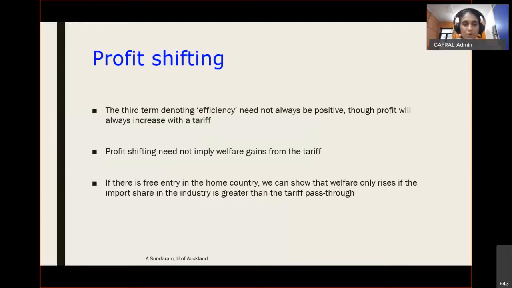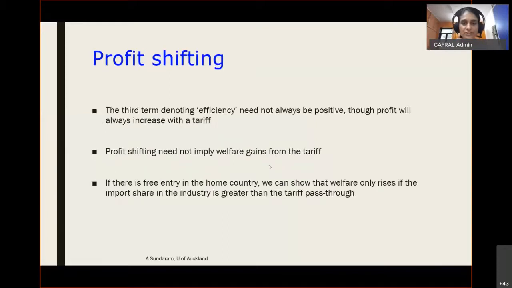So what we can show is, as long as there's free entry in the home country, welfare will only go up if the import share in the industry is greater than the tariff pass-through. So really, the impact depends on all of those three terms and how they play out. The terms of trade effect will always lead to a gain, but you have to balance that out against the other two terms. And as long as that terms of trade impact dominates, you will have a welfare improvement with the tariff.